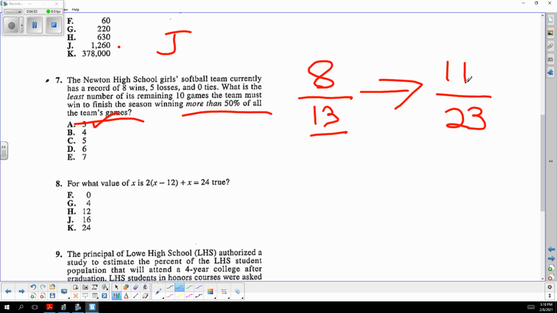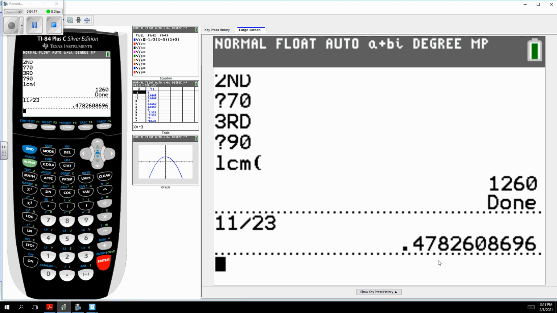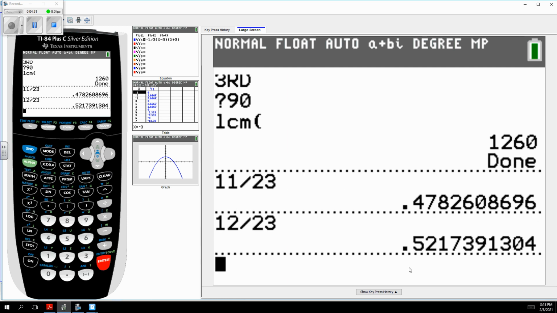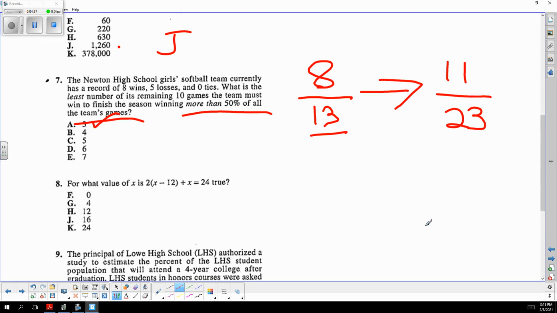3 would make it 11 out of 23, and that is going to be less than the answer, because 11 over 23 is under 50%. You see, when you divide them, you get 0.47. That's 47 or 48%. But when you add 4, you get to 12, and 12 is going to be enough because 12 is more than the halfway point. So you want to win 4 more games in order to get to 12 wins, which will give you over a 50%. See how I say that?